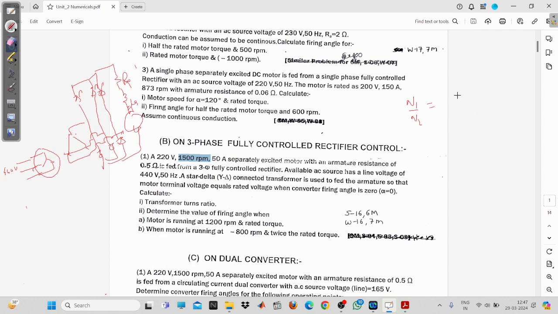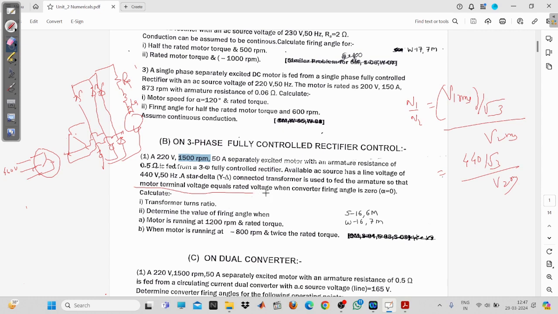Fine. So by using this concept, we will calculate the turns ratio. This is V1 RMS, the source side is the star one, and this is V2 RMS. So V1 RMS means how much? V1 RMS is 440 upon root 3, but V2 RMS is not given. So how to calculate it? Something is given: a star delta transformer is used to feed the armature so that the motor terminal voltage equals the rated voltage when converter firing angle is 0.